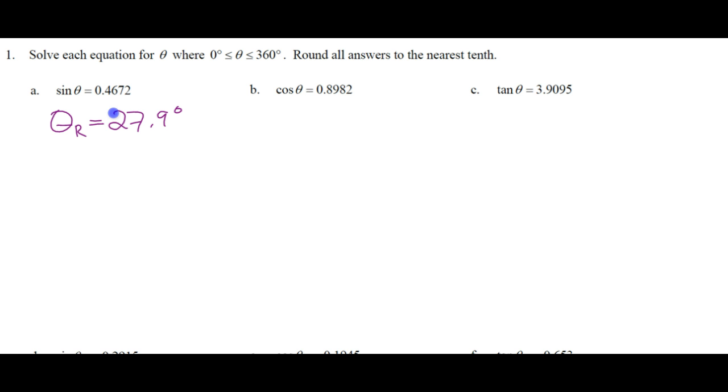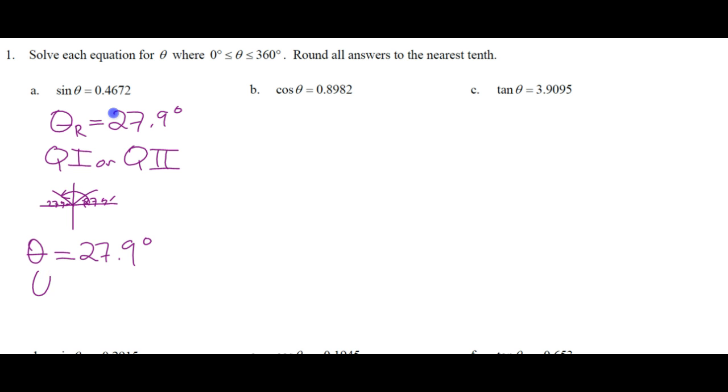Since sine is positive, we are in quadrant 1 or quadrant 2, right? So Q1 or Q2. Do you want me to draw the sketch? Or do you just want to go straight to the angles? Okay. So if you need to, draw the sketches. So I'll just sketch them out for those that need to. And I might just put them all in the same diagram. Okay, so then theta is 27.9 degrees, and theta is also 152.1 degrees.